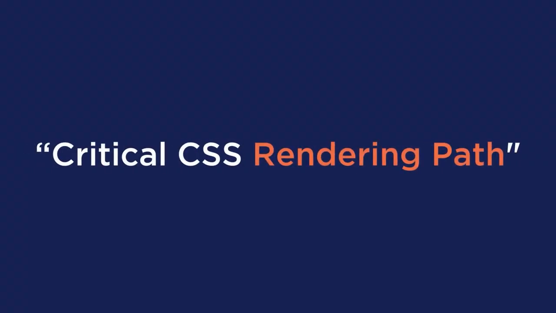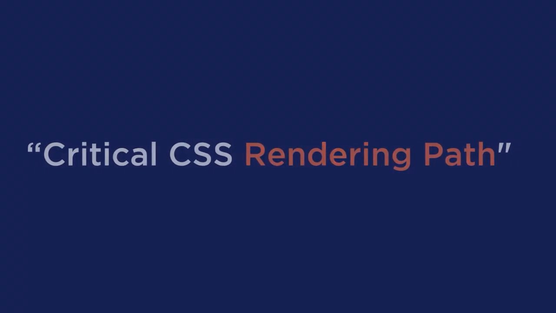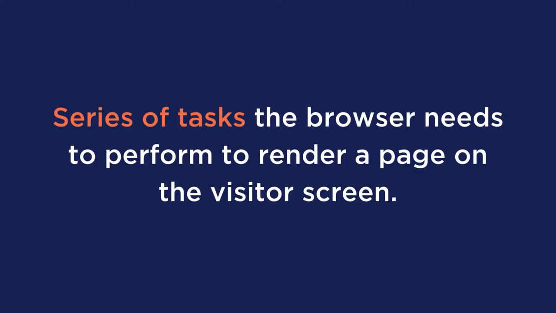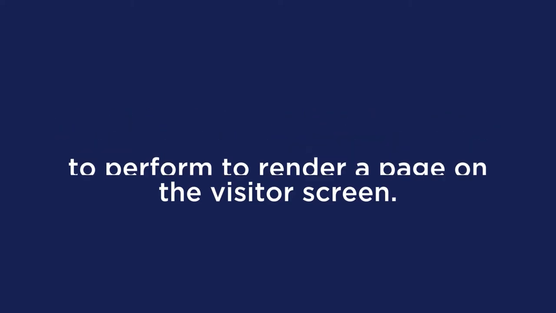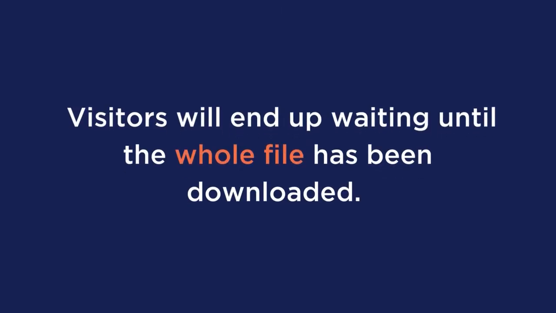Next up, we need to introduce the critical rendering path. The critical rendering path is the series of tasks the browser needs to perform to render a page on the visitor's screen. For example, those tasks include downloading photos, the fonts, and the text display on the web page. As mentioned before, the browser also needs to download your CSS files to render the proper layout of your page. So if your files are really large, visitors will end up waiting until the whole file has been downloaded.